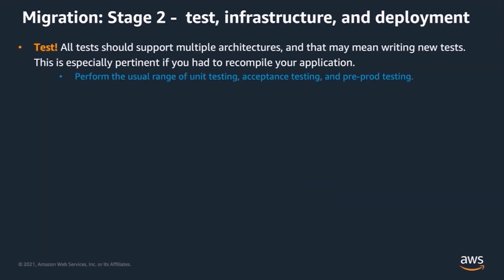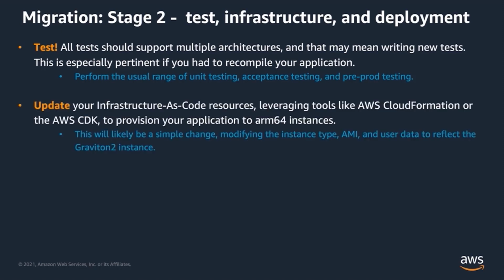So once you've identified all of your production dependencies and located ARM64 compatible versions of them, the next step is to test. End-to-end testing, including running your unit and integration and acceptance testing, should absolutely be performed. After all the tests come back successful, the next step is to update your deployment tooling. If you're using infrastructure as code like CloudFormation or AWS CDK, you can just modify your templates to provision ARM64 instances, and this is often a very simple modification to make.